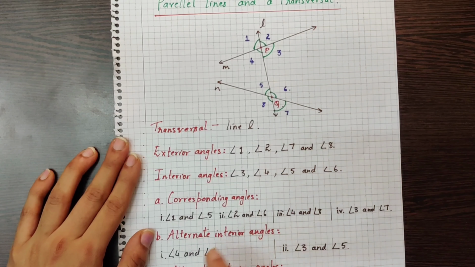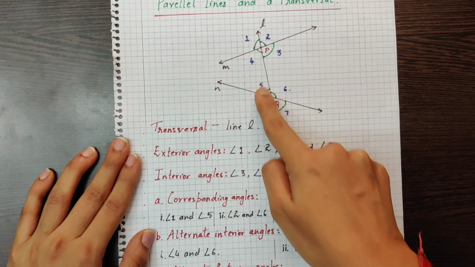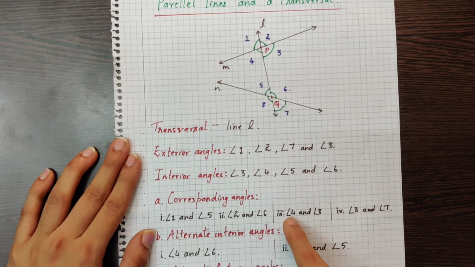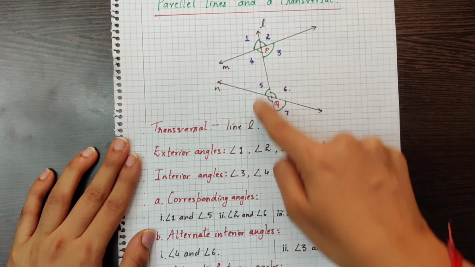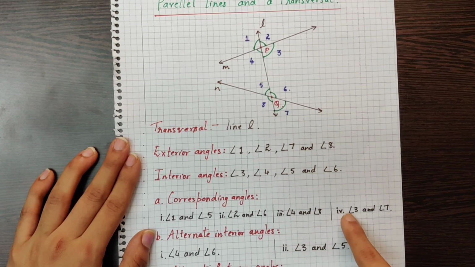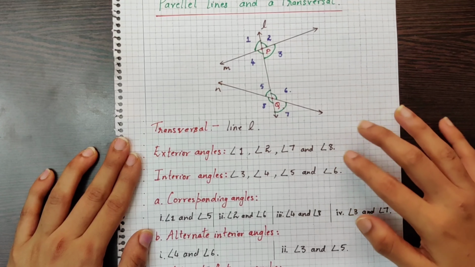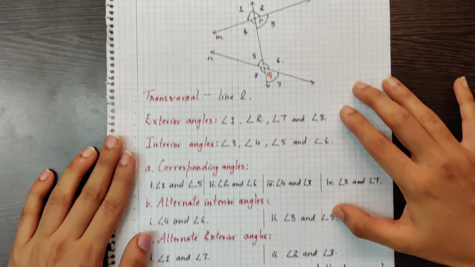So four pairs of corresponding angles are angle 1 and 5, angle 2 and 6, angle 4 and 8, angle 3 and 7. So these are the corresponding pairs of angles.